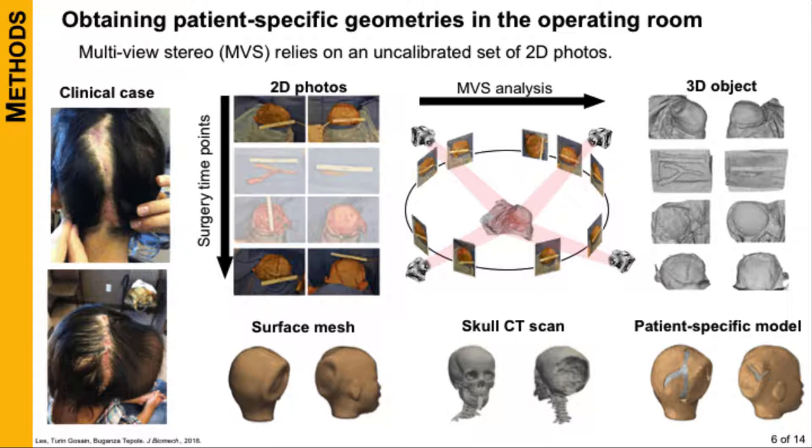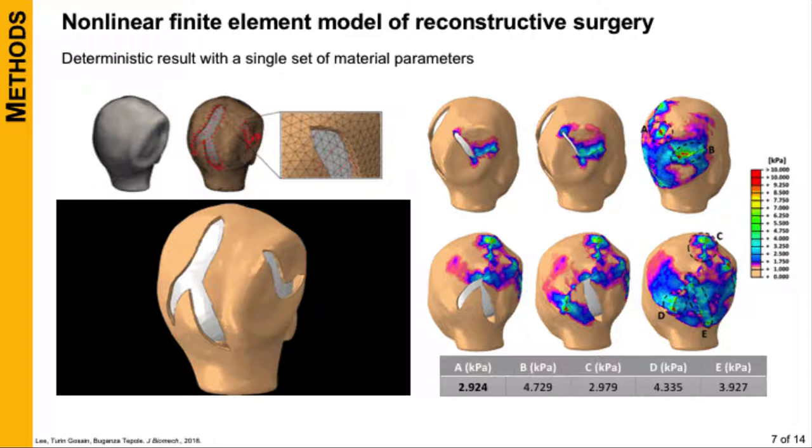So in this case, we were interested in a clinical case of a child that had an ulceration in the scalp. She also had a skull defect. So additionally in this case, we had a CT scan, but we have done just the geometry without the CT scan as well. And you can see here the patient-specific model in the bottom right corner. So let me just show you the simulation. This is for just a single set of material properties. So you get some distribution of the stress.